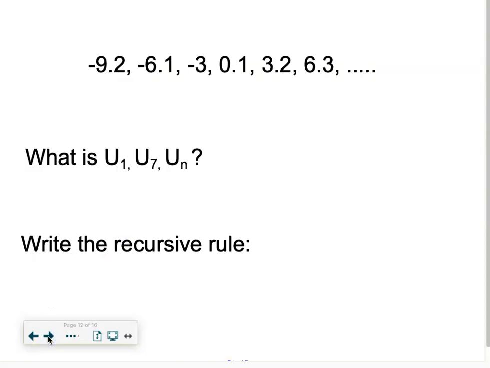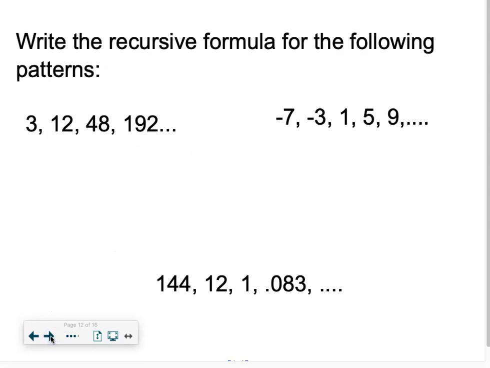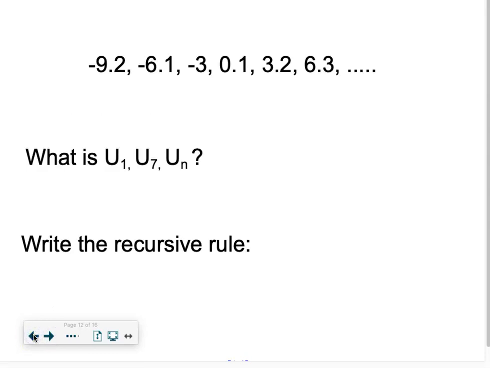So for this one, I want you to first go ahead and just take a minute, copy this down, figure out u sub 1, u sub 7, and u sub n, and then write the recursive rule. And I'm just going to take a peek. I want the recursive rule on your whiteboards. Actually, you know what? Let's hold off on this. Let's just do this one on paper, and I'm going to do the next 3 on your whiteboard. So let's do this on paper. I'll give you about a minute or so to figure out u sub 1, u sub n.